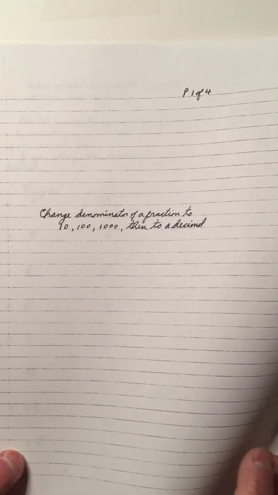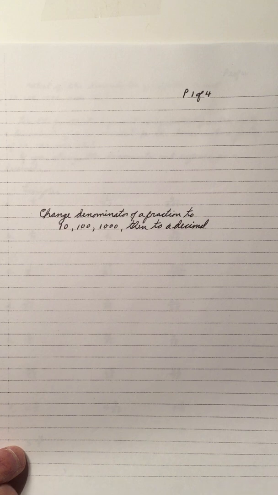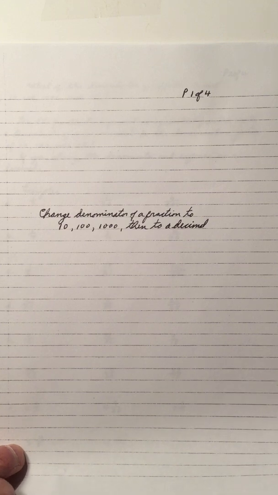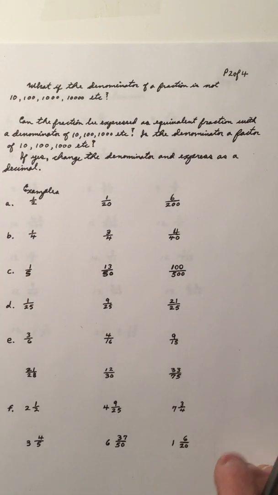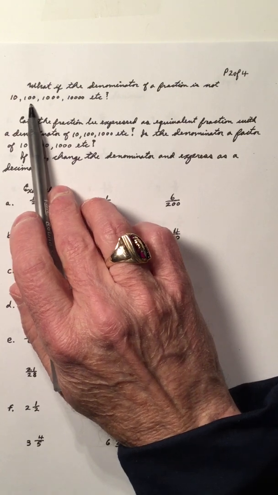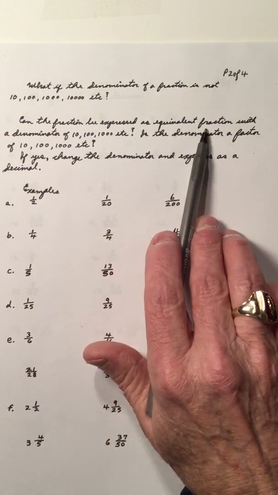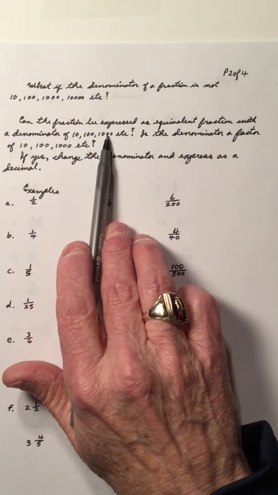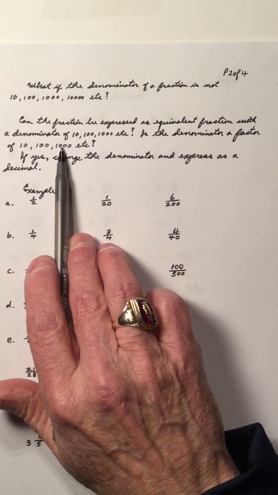Hi, welcome to my video on changing a fraction to a decimal when your denominator is not a 10, 100, or 1,000. Let's change them to a 10, 100, or 1,000 denominator first, and then convert. What if the denominator of a fraction is not 10, 100, 1,000, 10,000? Can the fraction be expressed as an equivalent fraction with a denominator of 10, 100, 1,000, etc.? Is the denominator a factor of 10, 100, or 1,000?